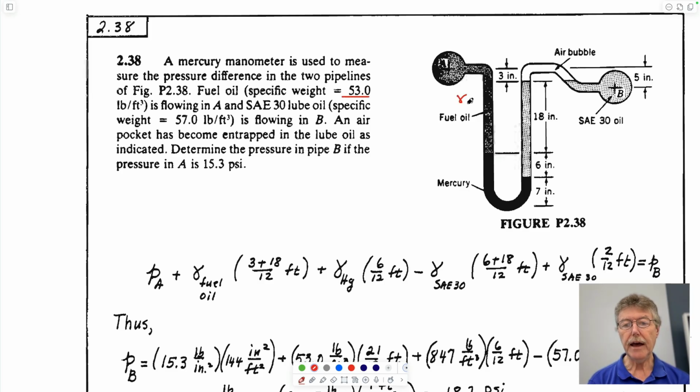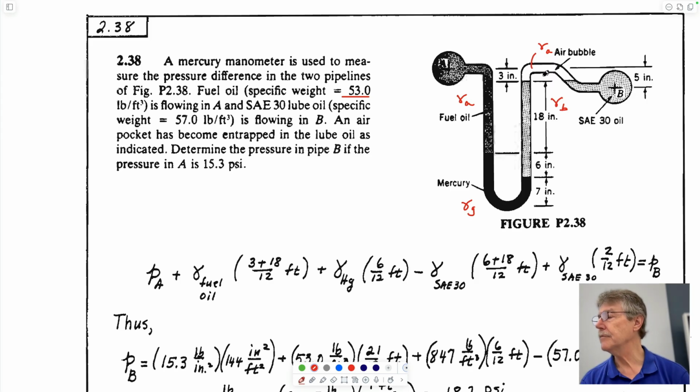Fluid gamma A. There is a gauge fluid, which is gamma G, and there is another fluid, which is gamma B, stippled, and this is gamma A. So you're given, we know what the pressure is in A, calculate what it is in B. What do we need to know about the problem? We have an air bubble in here.